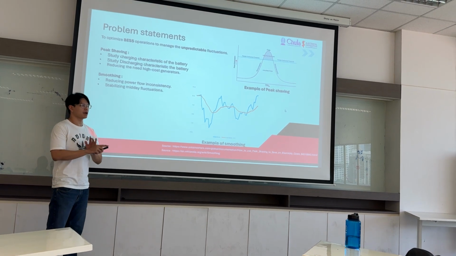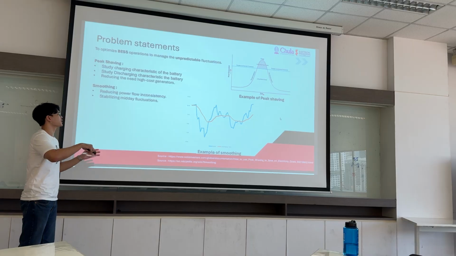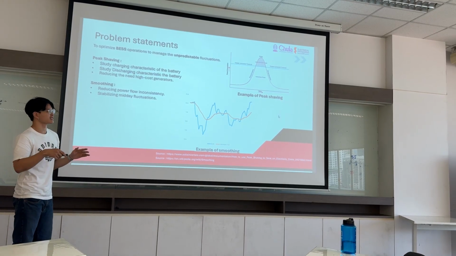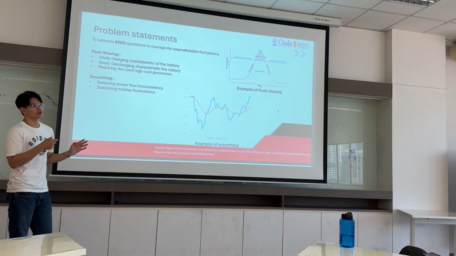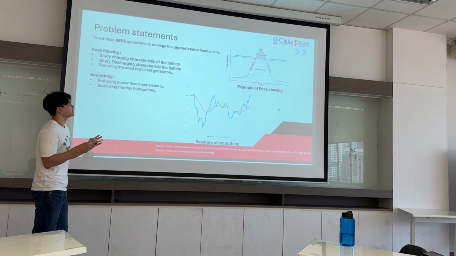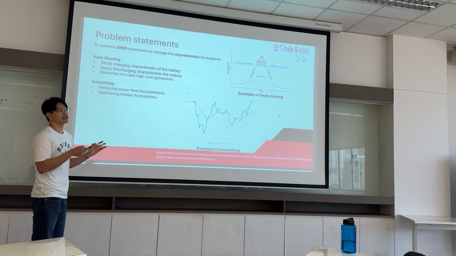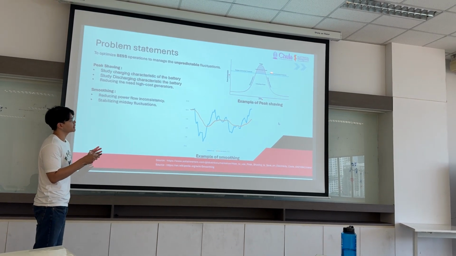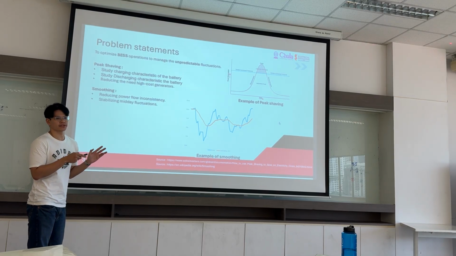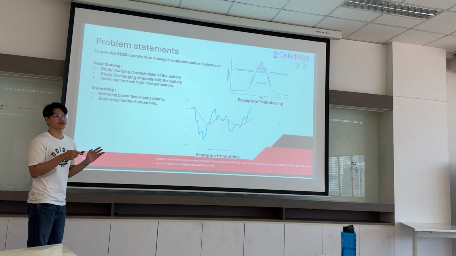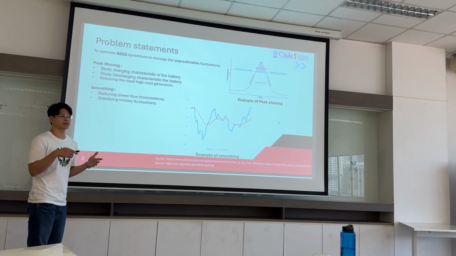Next, we're going to talk about many topics. We want to optimize BSS to control the unpredictable fluctuations, and we use 2 methods to control this. First is peak shaving. Why do we use this method? Because in the actual load, the spike is really high during the day because the peak demand is so high. So we want to cut the peak off, because the higher the peak, the more power we have to produce. If we cut the peak off, we can reduce the cost and the power that we have to produce.